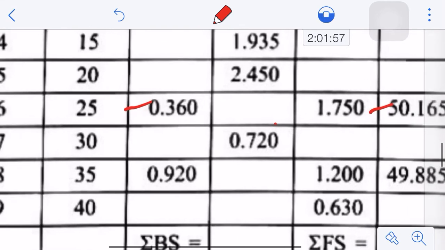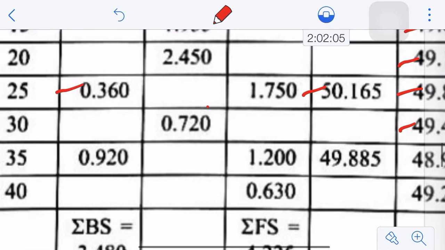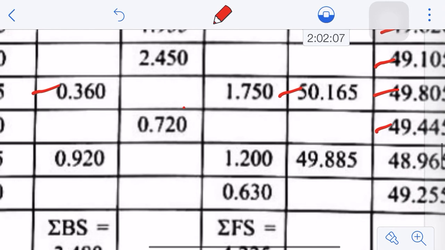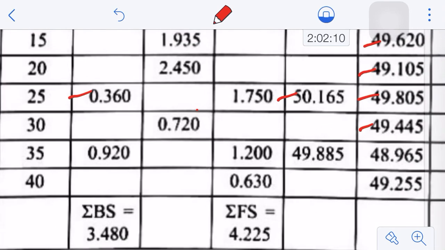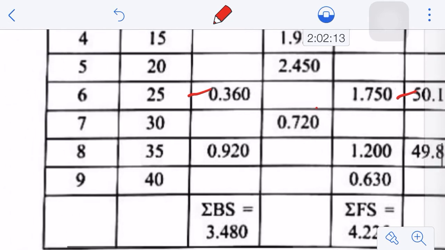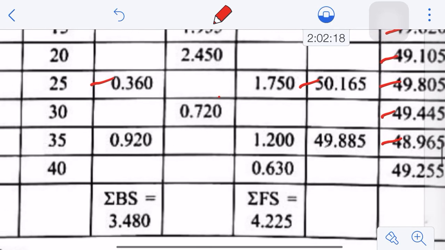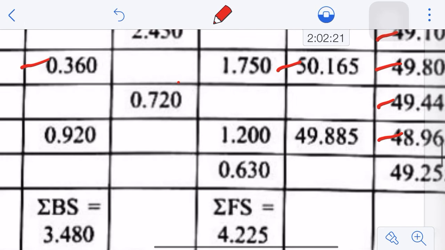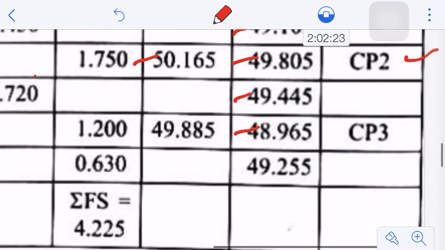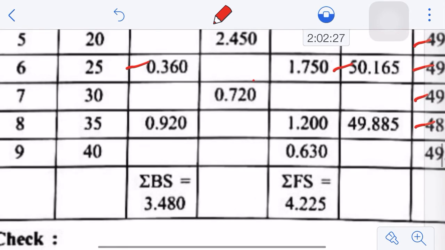And for the RL of station 8, after this you are again changing the position of the instrument, so this is your FS reading. So 1.200, once it is subtracted from 50.165, equals 48.965. So that is the RL of your station number 8. Then finally you are shifting your instrument to the new location, and you mark it here as change point 3, and you observe the backside reading from the new location for station 8 only, which is 0.920.